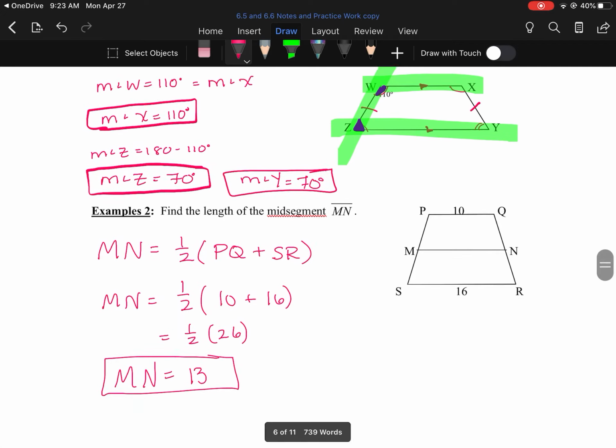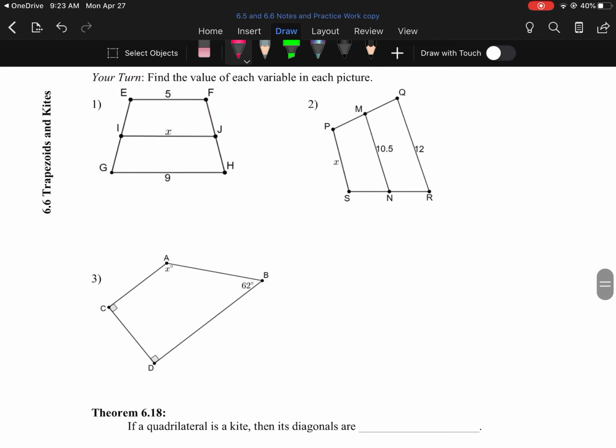All right, so you have a couple of your turns to try. Go ahead, pause the video, try those, come back and check your work.